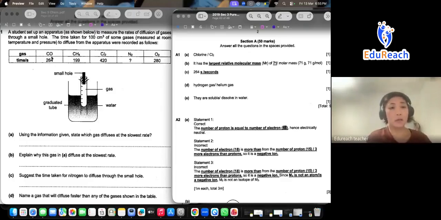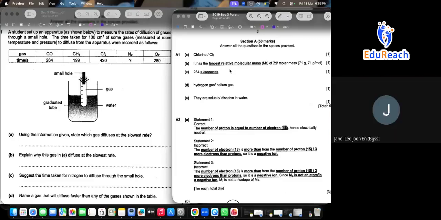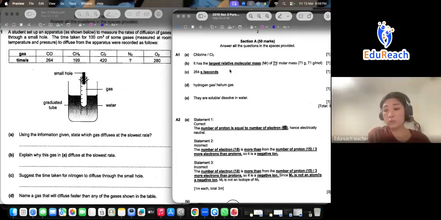Carbon monoxide here is just 28. 12 plus 16. We sum up all the relative masses of the atoms. Methane, CH4, is going to be 16. 12 plus 4. Nitrogen is 14 plus 14, 28. Oxygen is 32, 16 plus 16. All these things you will learn more about, calculating the relative molecular mass. You understand? Okay.